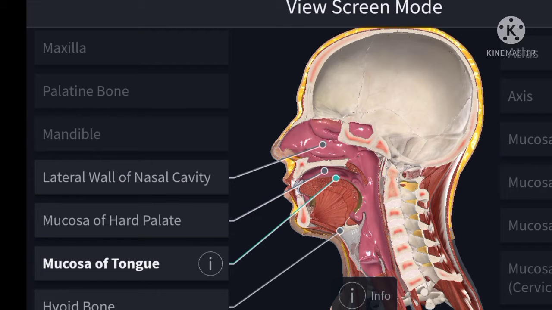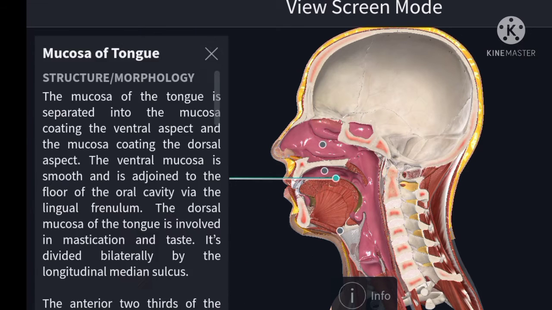Now we will see the mucosa of the tongue. As you can see here, this is the mucosa of the tongue, and it is separated into the mucosa coating the ventral aspect of the tongue and the mucosa coating the dorsal aspect of the tongue. Firstly, we will see the ventral mucosa.